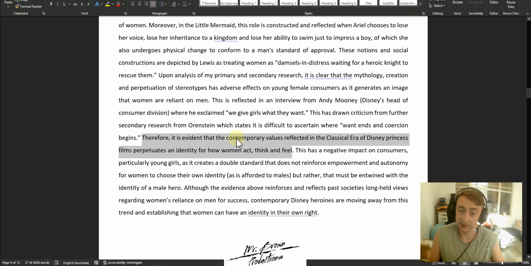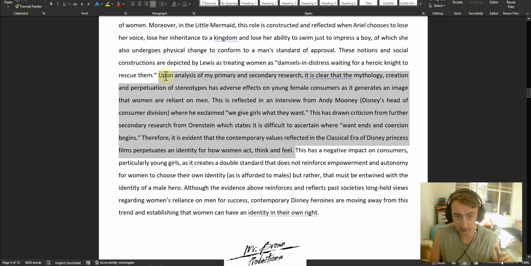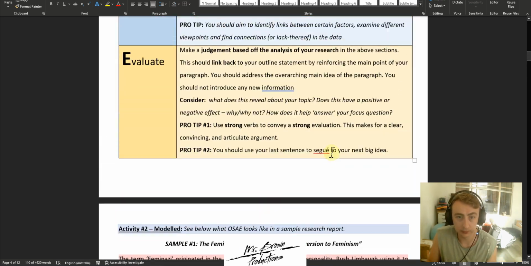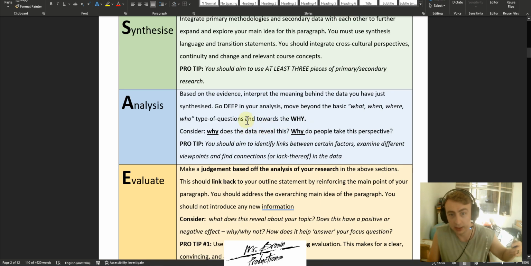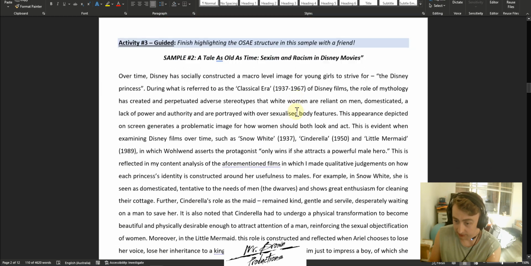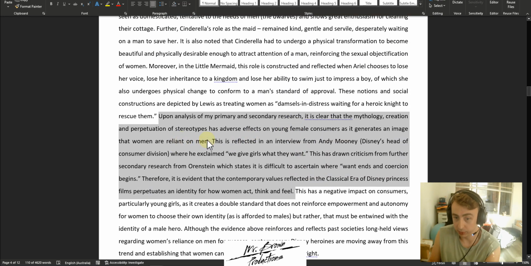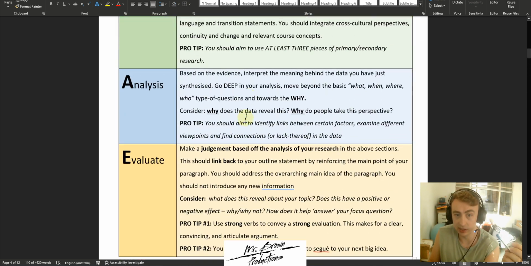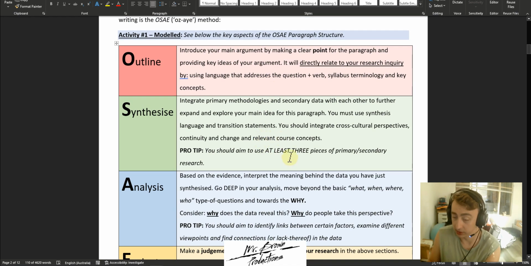And then based off this analysis, we have a great statement here. Therefore, it is evident that the contemporary values reflected in the classical era of Disney princess films perpetuates an identity for how women act, think, and feel. Okay, so we've analyzed our data here. Let's highlight it in blue. Boom. Based on the evidence we've provided, we interpreted the meaning behind the data. Okay, which is that women should be reliant on men and talk about how they act, think, and feel. Okay, that was the meaning behind the data that the researcher has interpreted based on the information that they have.